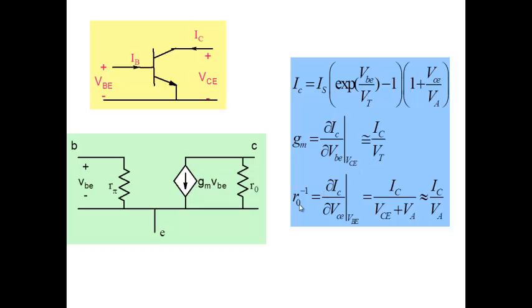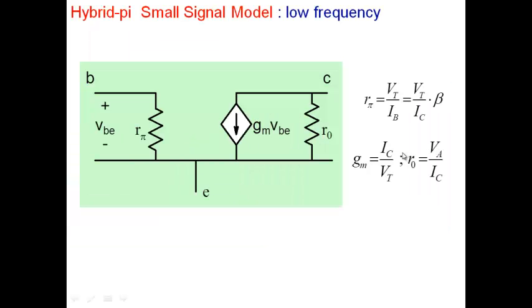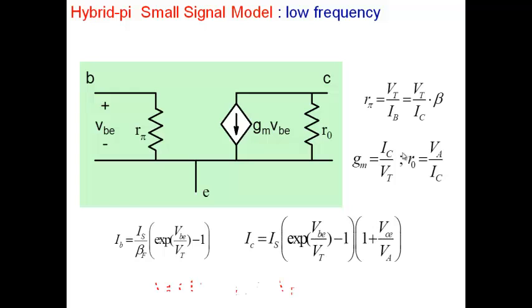And R0 is del IC by del VCE, output voltage here. That turns out to be IC plus VCE plus VA. And early voltage is usually much larger as compared to collector emitter voltage here. So one can approximate it as IC by VA. So that's the model that we have then.